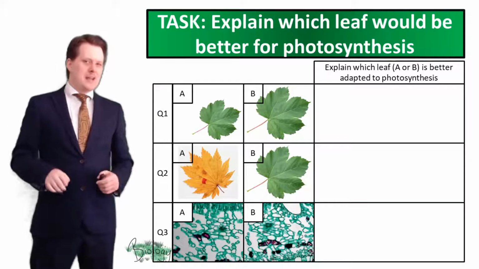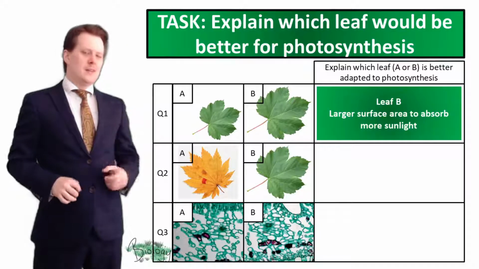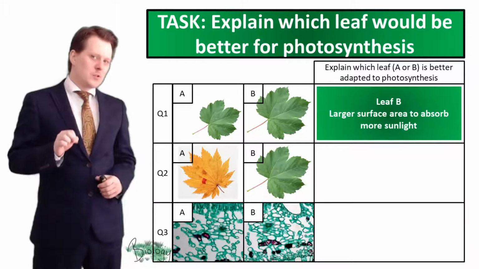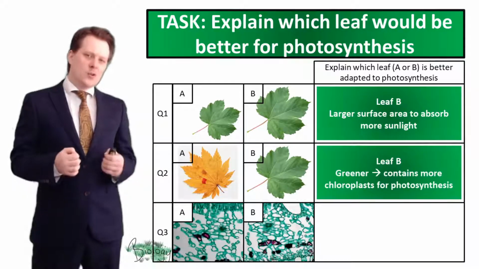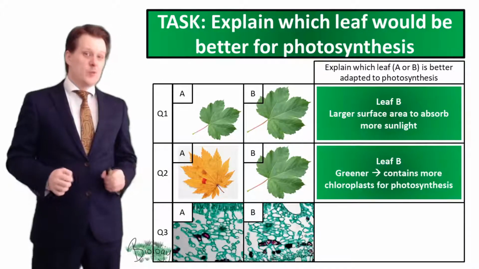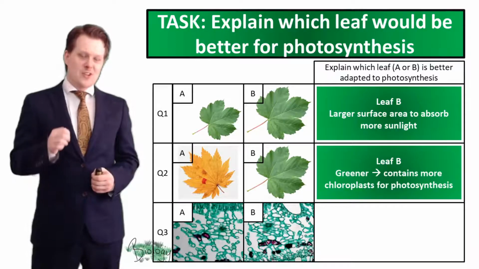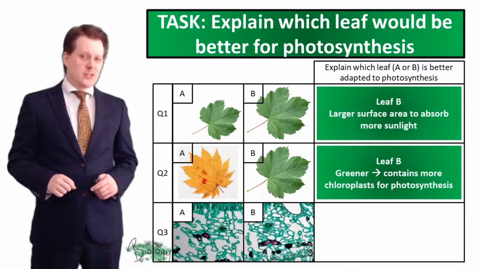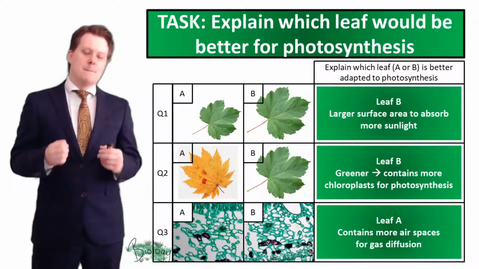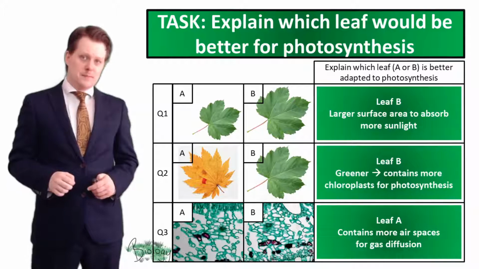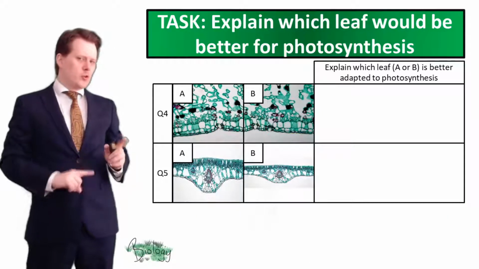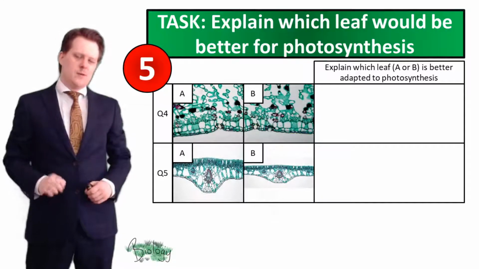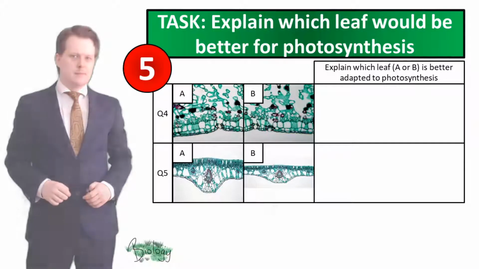So which of our leaves are better for photosynthesis? In question 1, leaf B is better because it has a larger surface area so it can absorb more sunlight. In question 2, it's also leaf B. Leaf B is greener, which means it contains more chloroplasts, which are the site of photosynthesis. In question 3, we are looking at the microscope cross-section and we can see that leaf A contains more air spaces for gas diffusion. Now I did say that there were 5 questions, so we've got 2 more sets we need to analyse. I'm going to put another 5 seconds on the clock, and if you need more time, pause the video, and when you're finished, we'll go through the answers together.